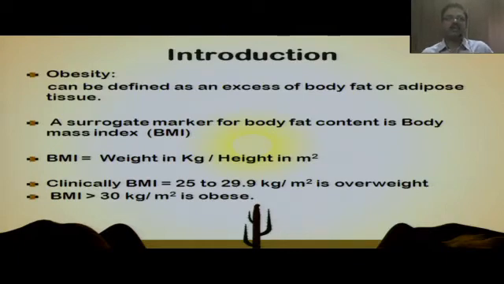As you all know, obesity can be defined as an excess of body fat or adipose tissue, simply, and a surrogate marker of body fat content is the body mass index. BMI can be calculated by weight in kilograms per height in meters squared, and clinically a BMI of 25 to 29.9 kg per meter square is called overweight, and anything beyond 30 kg per meter square is called obese.